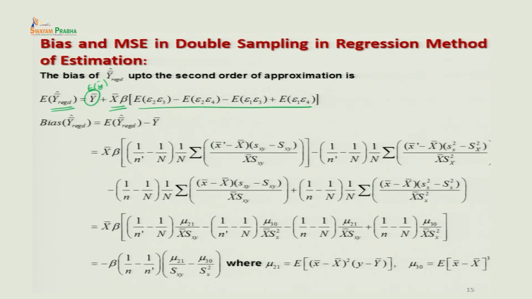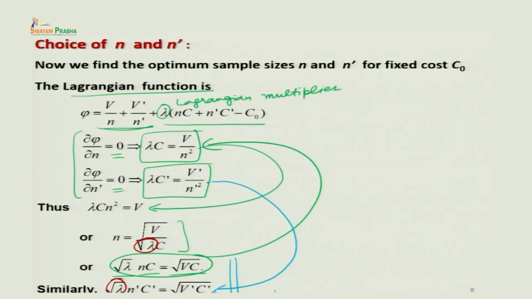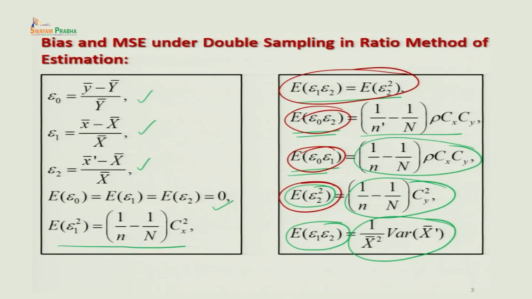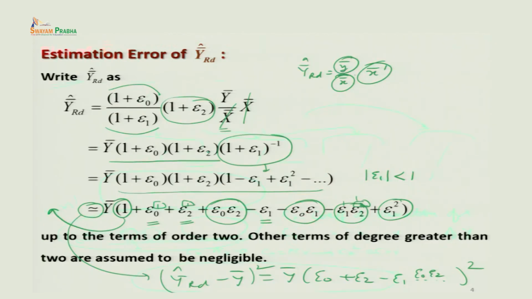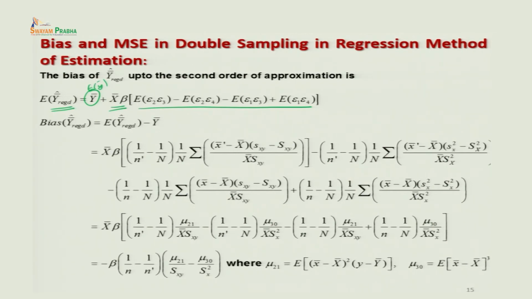Now, you have already found these expectations, in the beginning itself. And that is why I have used the definition for this epsilon 1 and epsilon 2 to be the same, so that I do not have to compute these expectations once again. So, now I simply try to replace these expectations, but there is one thing.